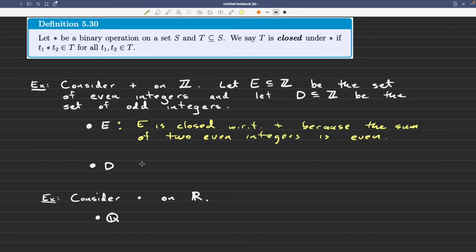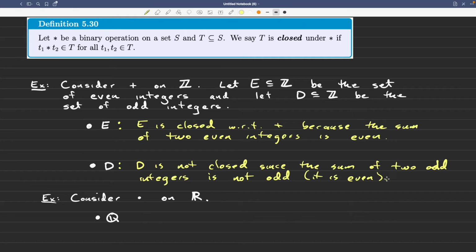Next, how about the odds? The odds are not closed, so D is not closed, since the sum of an odd number and an odd number is actually even. So when you sum two odds, you don't get back another odd, you get back an even, so the sum didn't stay inside that set D.